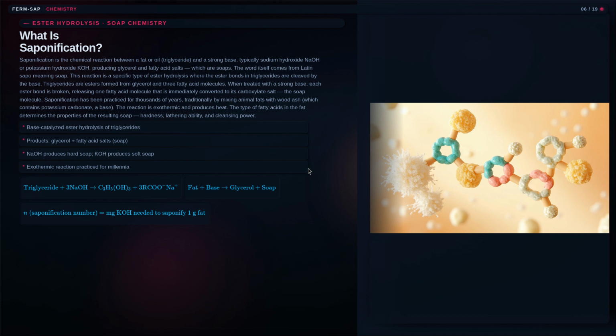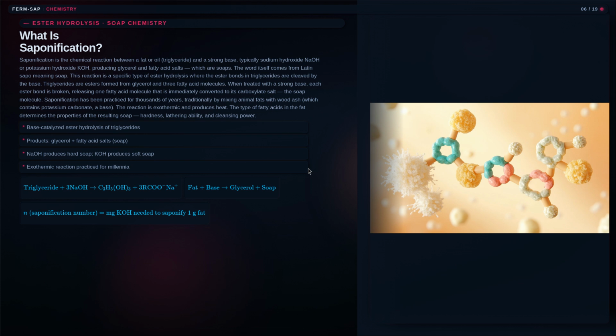Triglycerides are esters formed from glycerol and 3 fatty acid molecules. When treated with a strong base, each ester bond is broken, releasing 1 fatty acid molecule that is immediately converted to its carboxylate salt, the soap molecule. Saponification has been practiced for thousands of years, traditionally by mixing animal fats with wood ash, which contains potassium carbonate, a base. The reaction is exothermic and produces heat.